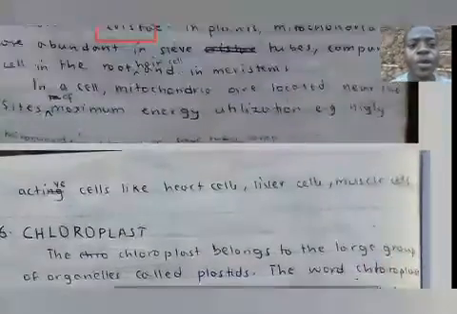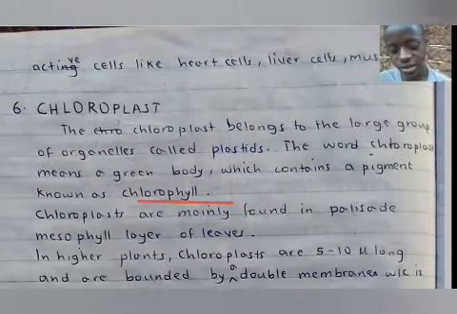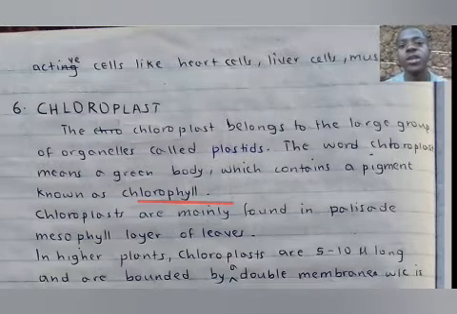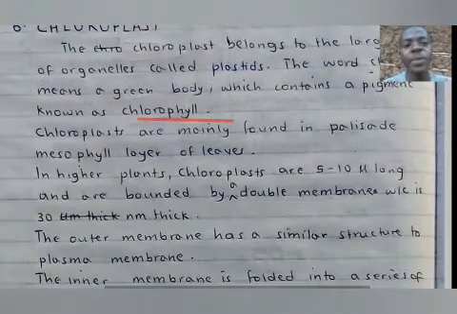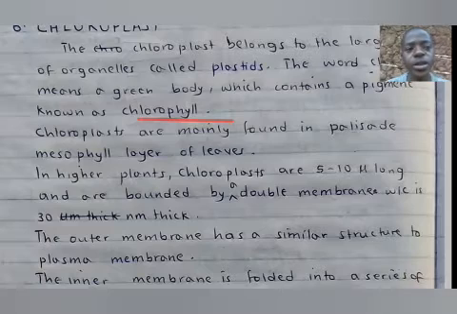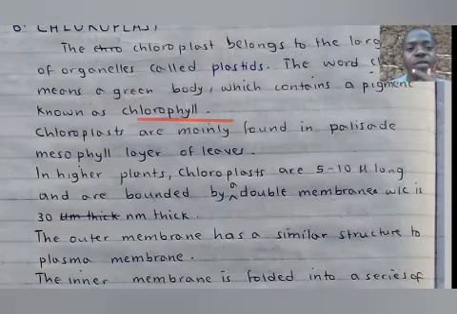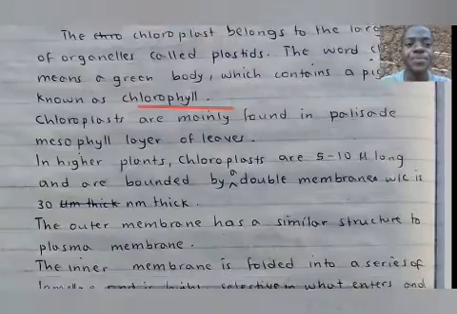So now, welcome back, and today this is chloroplast. As we had already seen, it is in plant cells only and is not found in animal cells, and it contains chlorophyll. The chloroplasts are mainly found in the palisade mesophyll layer of the leaves. This one you already know from your O level. The palisade mesophyll layer of the leaves is where the chloroplasts are found.